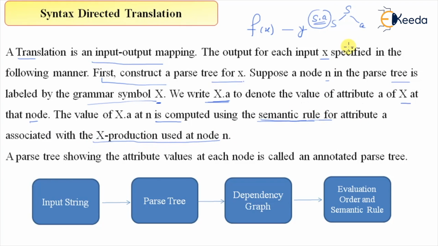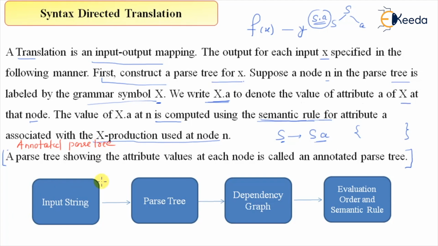So for that production, if I have s derive a, I have to attach some semantic rule, and using that semantic rule the s.a value will be calculated. Now this is another important definition: a parse tree showing the attribute value at each node is called the annotated parse tree.